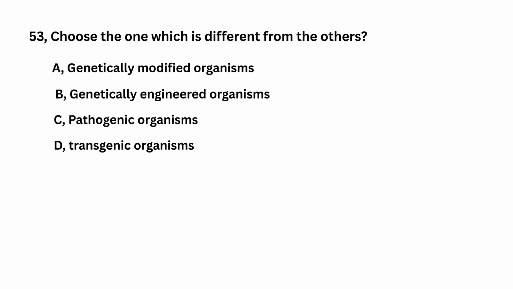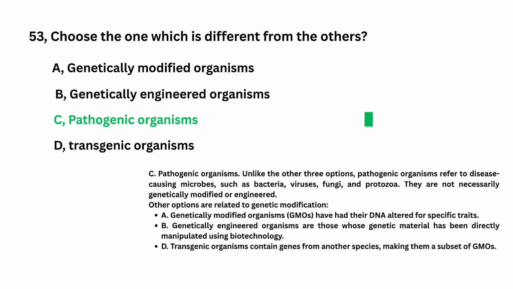Choose the one which is different from the others. Genetically modified organisms, genetically engineered organisms, pathogenic organisms, transgenic organisms. Pathogenic organisms is the answer.